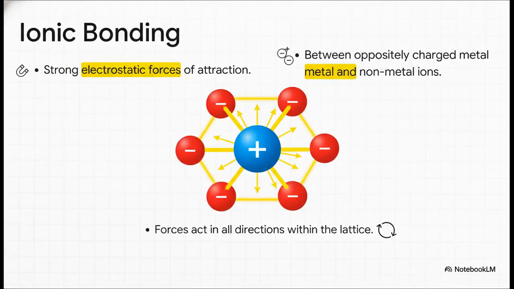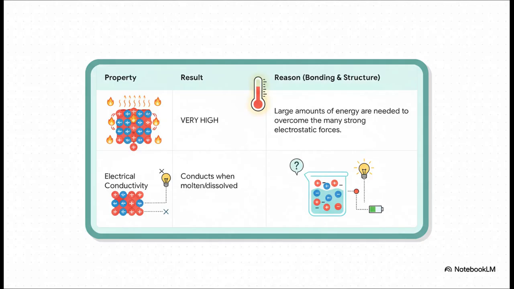Well, it's these super strong electrostatic forces of attraction. Think of it like the pull between the opposite ends of a magnet. You've got your positive metal ions and your negative nonmetal ions pulling on each other. And the crucial bit is, these forces are yanking in all directions, which locks everything into this incredibly strong, rigid structure. So how does this actually explain its properties?